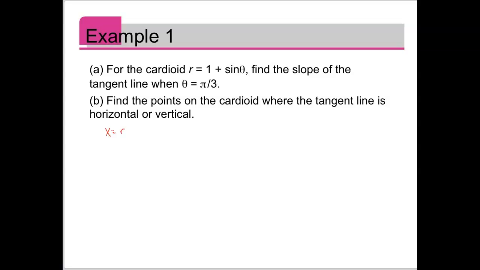So x equals r cosine theta, y equals r sine theta. So in this case, x equals 1 plus sine theta times cosine theta. And then y equals 1 plus sine theta times sine theta. All right, and so what we want is basically dy dx at theta equals pi over 3. So first let's find dy dx.